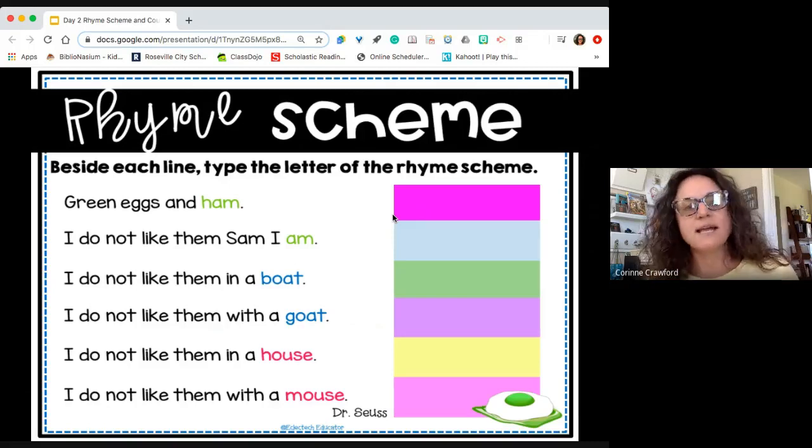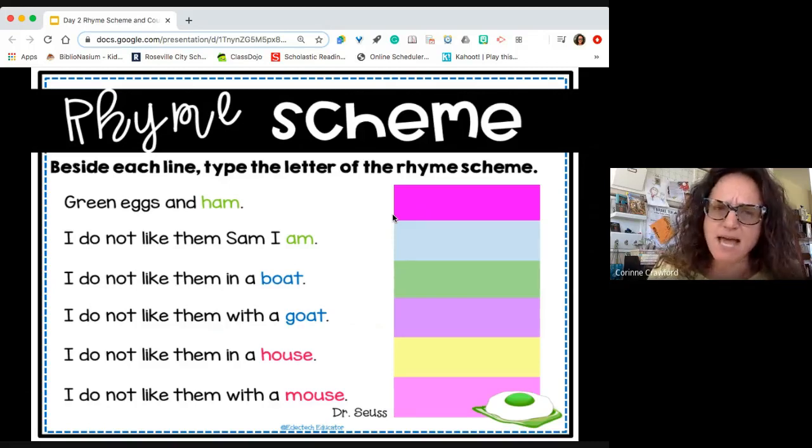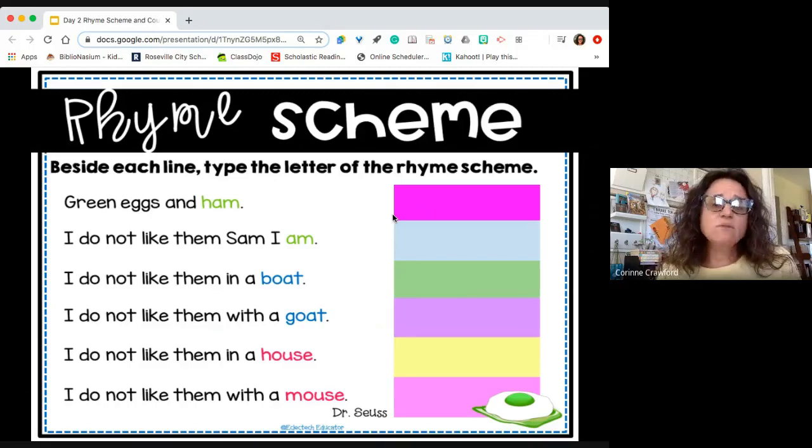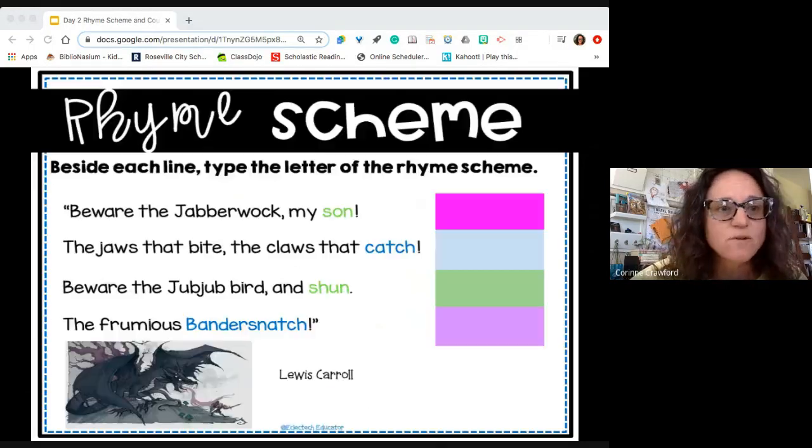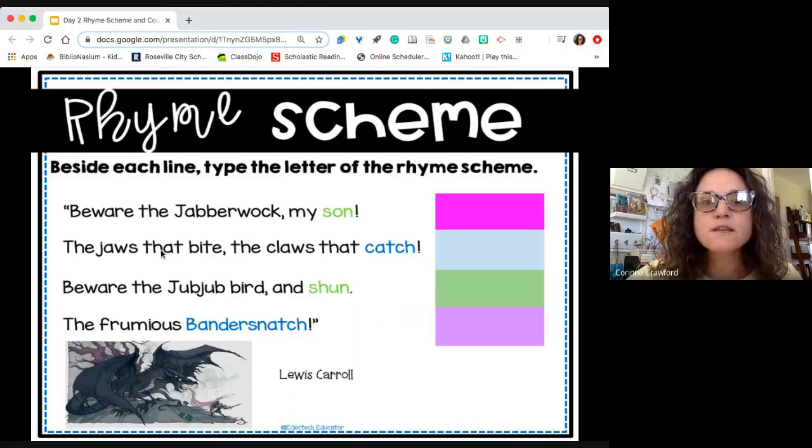So green eggs and ham. I do not like them, Sam, I am. I do not like them in a boat. I do not like them with a goat. I do not like them in a house. I do not like them with a mouse. Okay. And here's another one for you to take a look at. See if you can figure out the rhyming scheme for this poem.